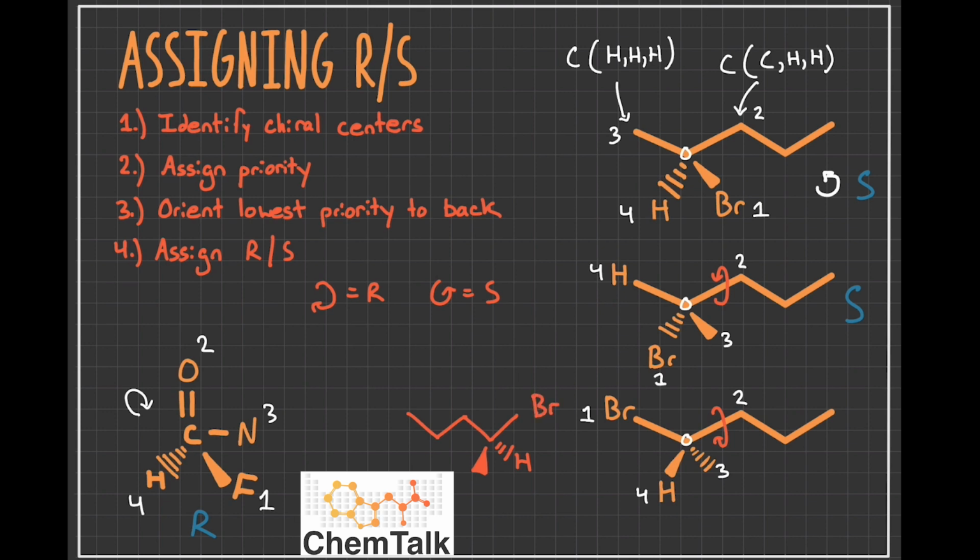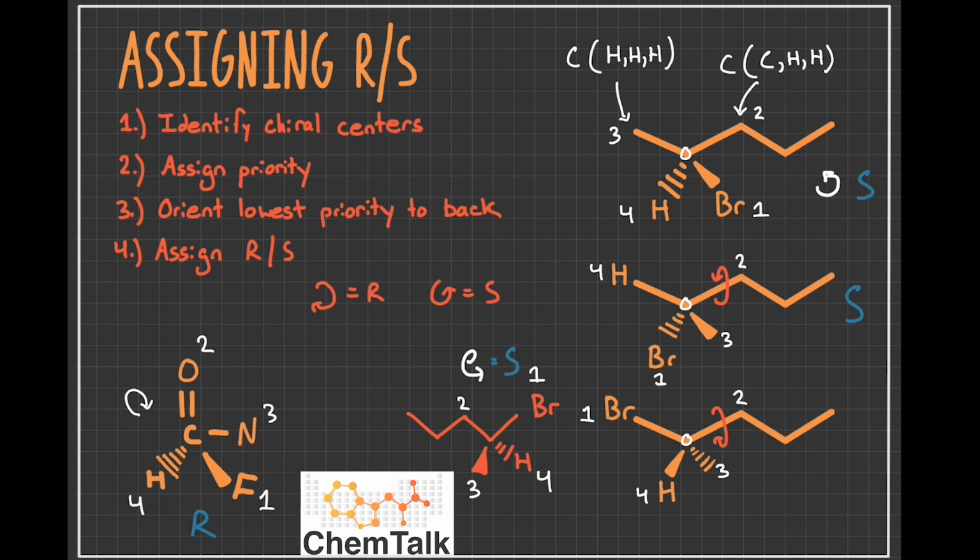Here, let's number the substituents. Bromine again is first, then the propyl group, then the methyl group, and finally our hydrogen. And we can see that hydrogen, our fourth substituent, is pointed back. From here, again, we can assign R and S by looking at the directions of the 1, 2, and 3, and we see that this molecule is, like we confirmed, in its S configuration.